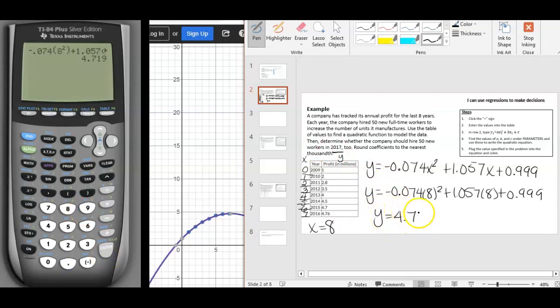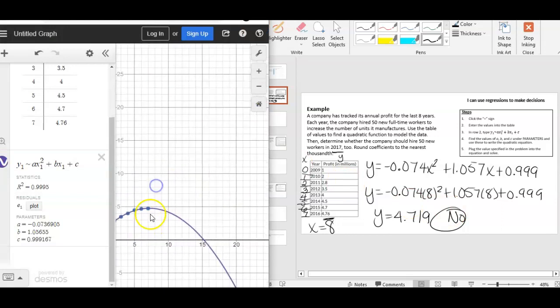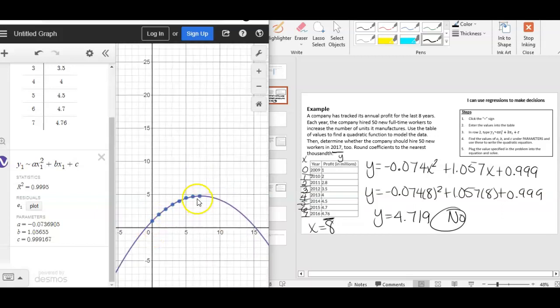Well, notice that this 4.719 is less than the profit in 2016, right? So we're going to say no, they should not hire more workers, because remember what a quadratic will do is it'll go up until a certain point and then it starts falling back down. So what it means is beyond 2016, if they keep hiring 50 new full-time workers, their profit is actually going to go down. And if we think about it, it kind of makes sense, because the more workers they hire, the more they'll have to pay them. So it's only going to keep increasing their profits up to a certain point, and then their profits are going to decrease.